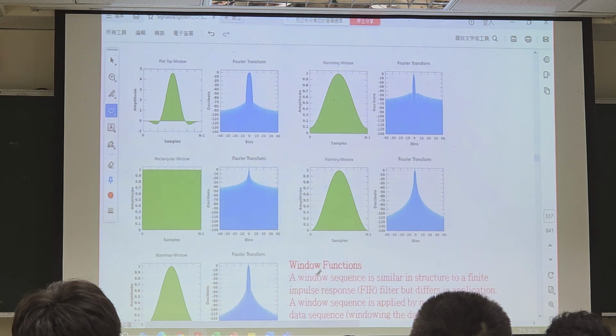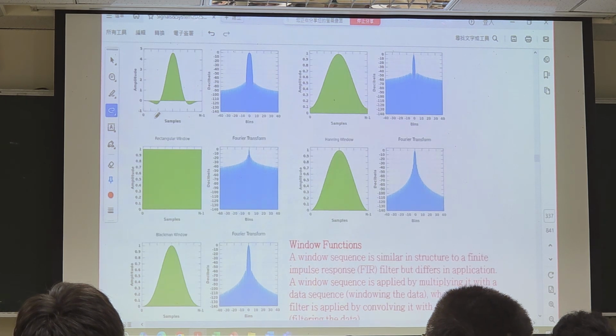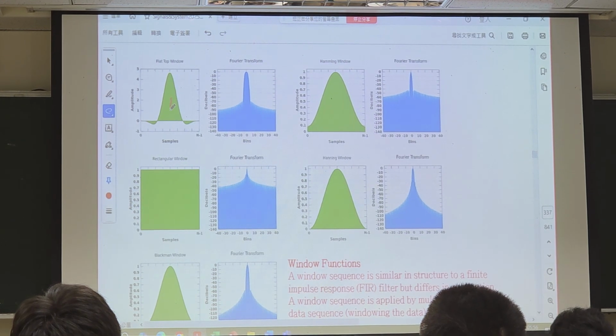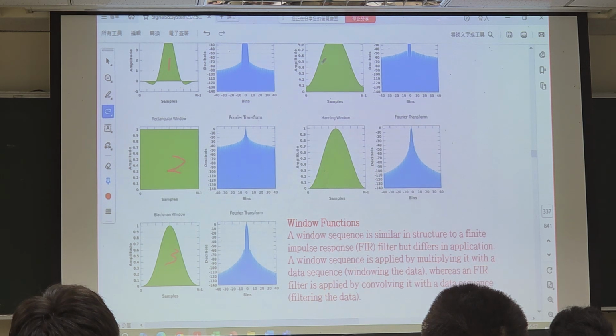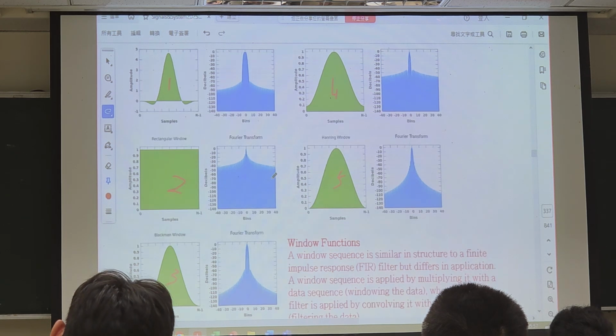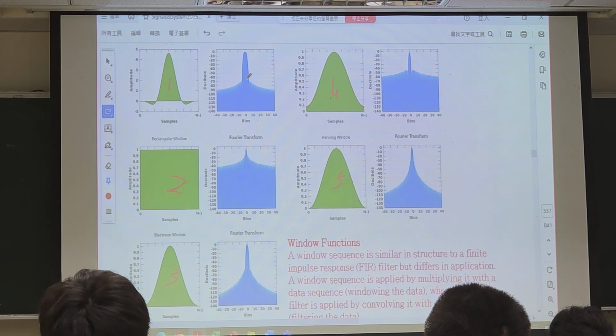Now, if you ask me how do I choose the window function, well, I don't know. By trial and error, by experience up to this moment. There are many window functions we can choose. This is one of them. And on the right hand side, the blue one is the frequency response, the Fourier transform of the window function. These are not the only functions you can choose.